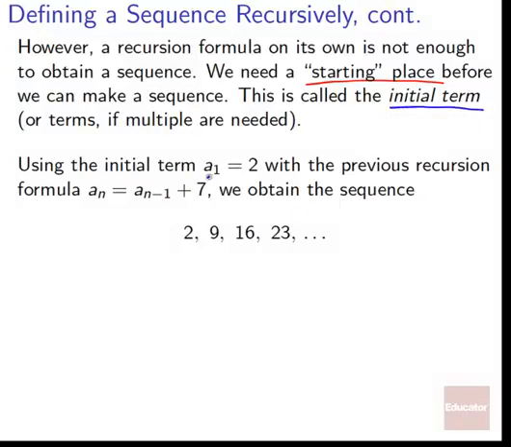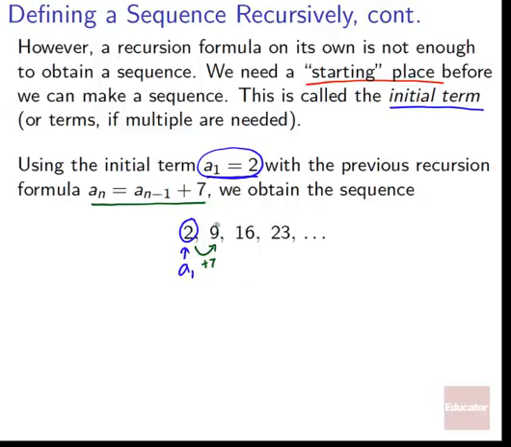So using the initial term a1 equals 2 with the previous recursion formula a_n equals a_(n minus 1) plus 7, then our first term is going to be a1 right here. Well, we were just told a1 equals 2, so that means we have 2 here. Then from there on out, we have a_n equals a_(n minus 1) plus 7. So that says to get a term, you take the previous term and you add 7. So to get from 2 to the next term, we get plus 7.